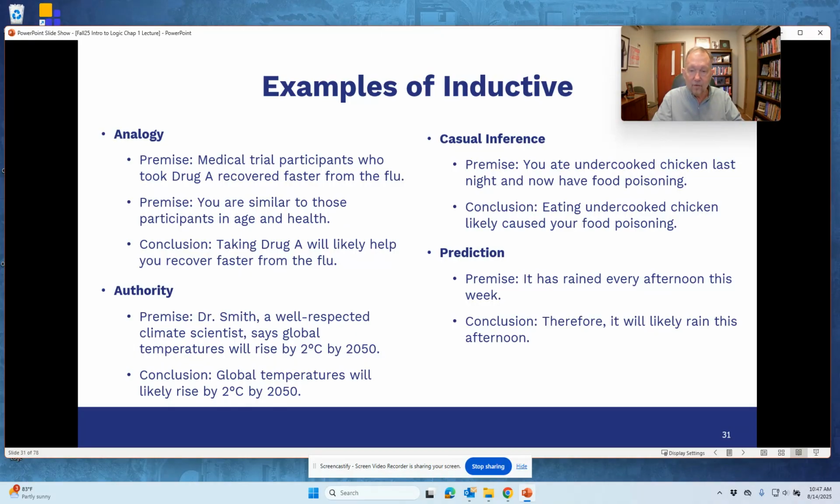And prediction: it has rained every afternoon this week, therefore it's likely to rain this afternoon. It's actually a weak inductive argument because we don't really know enough to make that kind of prediction. Just because it's rained every afternoon may have nothing to do with this afternoon because we don't actually understand why it's raining, but it is predictive. If we had more information about the atmosphere in the afternoon and how it has been the previous days this week, then we can make a better inductive argument here. But that's a predictive inductive argument.